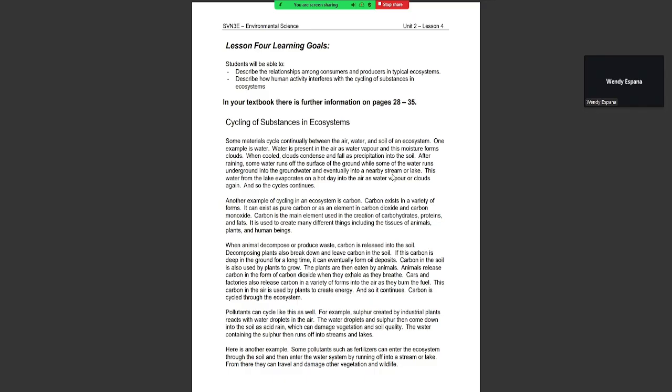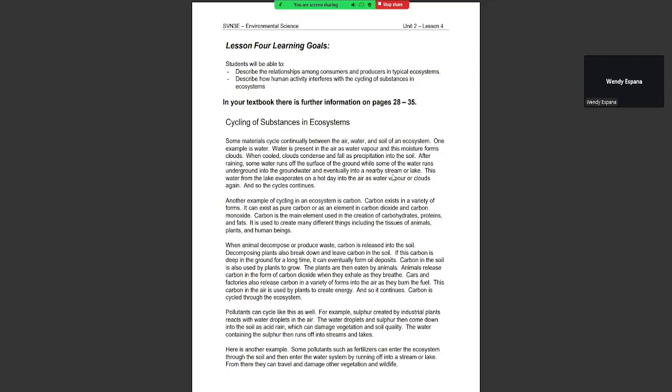So we're on page 18 of 25, and we're in Unit 1, Lesson 4. Okay, so some materials cycle continually. One of them is water. Water goes between, of course, water in the air, water as lakes, rivers, streams. We've also talked about groundwater, and then water in the soil. And it goes through all of these.